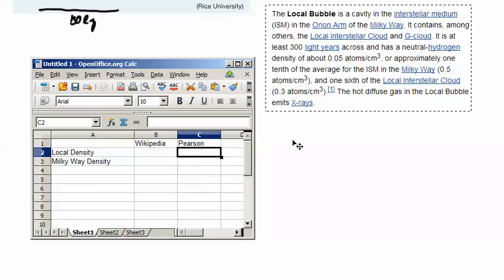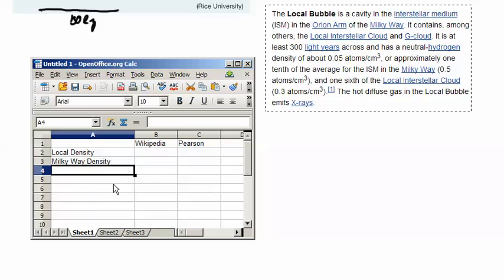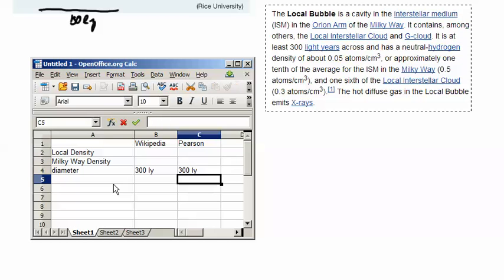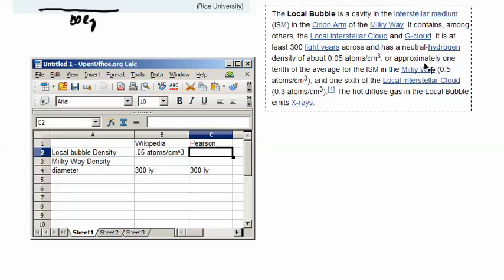Now, both articles offer some information. So both of them give the diameter to be about 300 light years. But then on Wikipedia it says that the neutral hydrogen density is about 0.05 atoms per centimeter cubed, and the average density for the Milky Way is 0.5 atoms per centimeter cubed.